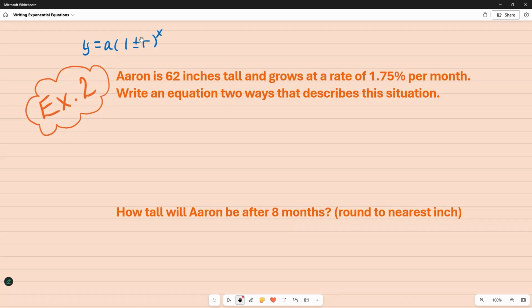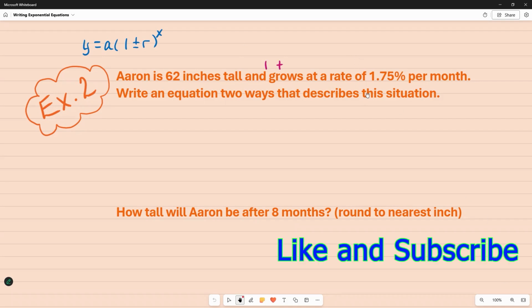So that tells us whether or not we're going to use a plus or a minus. If I see something like grow, increase, anything that I'm adding, I'm going to use the plus sign. And then I can just go ahead and put the 1 in front of it. So 1 plus and whatever follows.